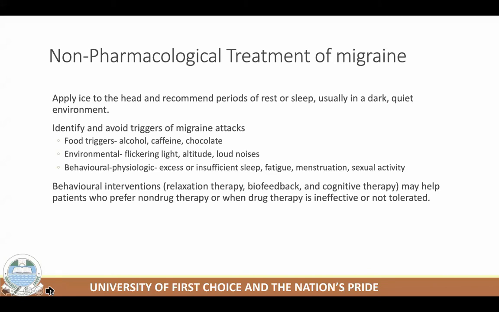Environmental triggers include glare or flickering light, altitude, loud noises, strong smells and fumes. Tobacco smoke as well. Then the behavioral physiologic triggers can include excess or insufficient sleep, fatigue, menstruation, sexual activity, skipped meals, strenuous physical activity, stress or post-stress as well. This can trigger migraine.